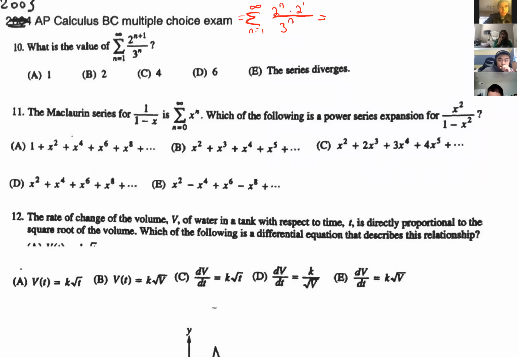And because 2 is like a coefficient, I can pull out the 2 in front of the fraction. So that means I can pull this 2 right here out in front of the sigma. So this is going to be 2 times the summation from 1 to infinity. And then this part right here, I'm going to write as 2/3 in parentheses raised to the n. Okay, so now this is going to equal 2 times.